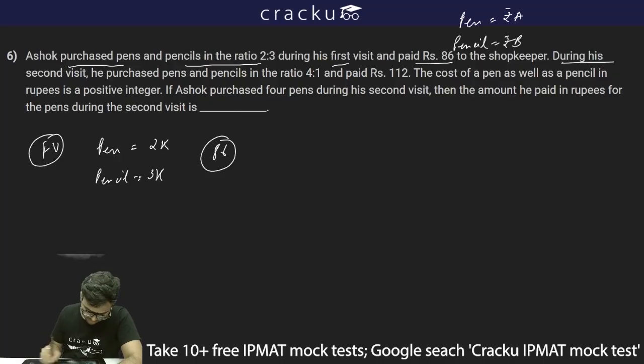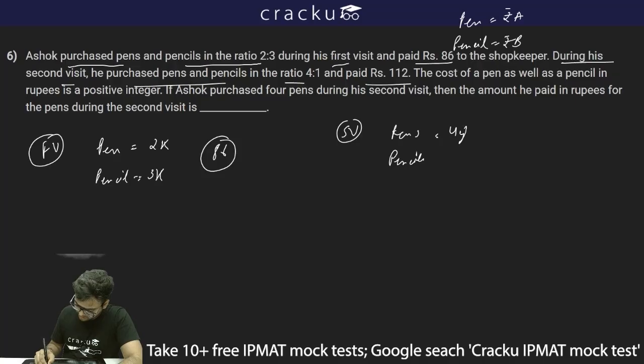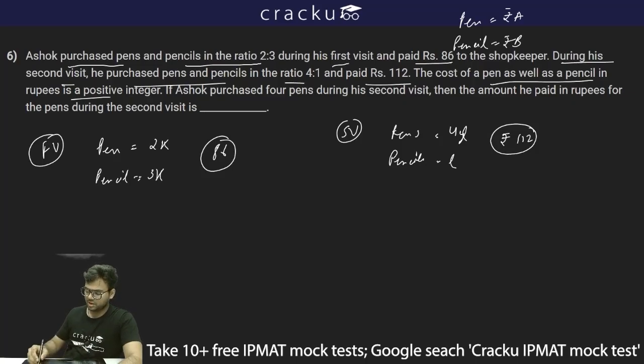Similarly, during his second visit, he purchased pens and pencils in the ratio 4:1 and paid rupees 112. So in the second visit, he bought pens and pencils in the ratio 4:1, so this is 4L and L, and he paid total rupees 112. The cost of pen as well as the pencil in rupees is a positive integer. So these values of A and B are integers.